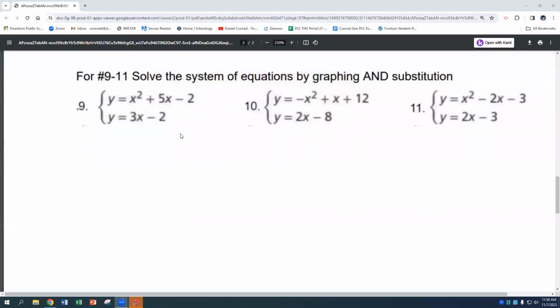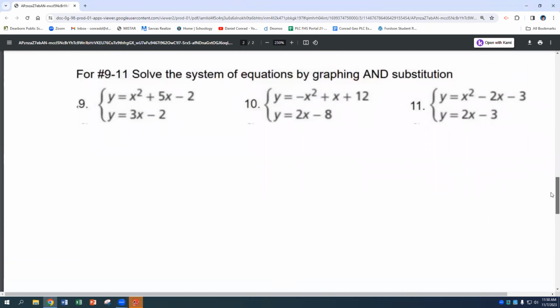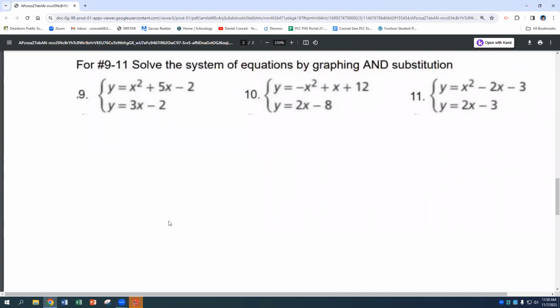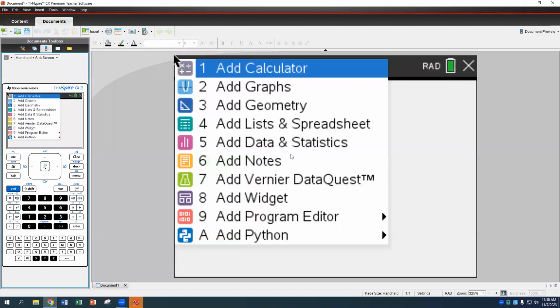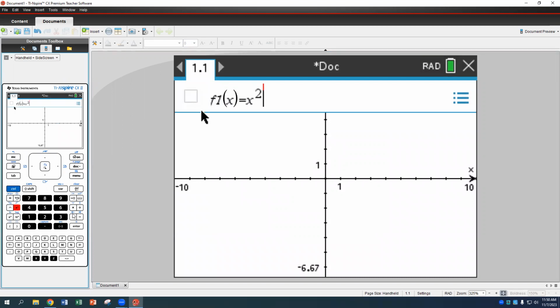Now on to 2.7. So the first thing they wanted to do is solve by graphing. And then the second thing they want us to do is solve using substitution. So first thing we're going to do is solve by graphing. So x squared plus 5x minus 2. So I'm going to add a graph. I'm going to put in x squared plus 5x minus 2.